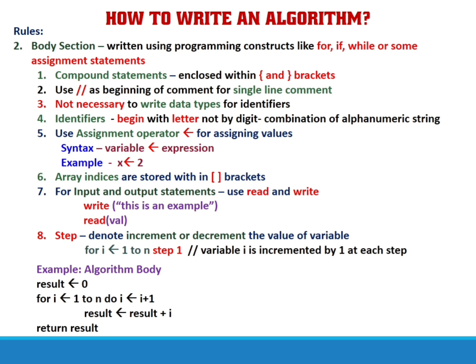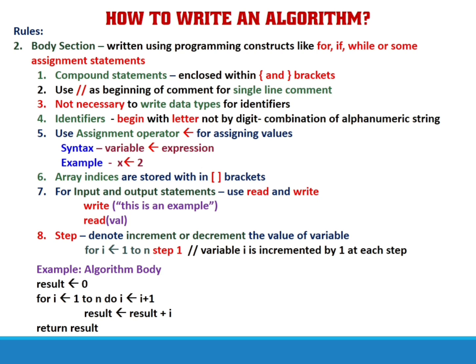Next we will see how to write the body section. The body section of the algorithm is usually written using programming constructs like for, if, while, and also we can use some assignment statements in the body part. If we want to add some compound statements in the algorithm, those statements should be enclosed within curly brackets. For a single line comment, use a double slash at the beginning of the comment line.